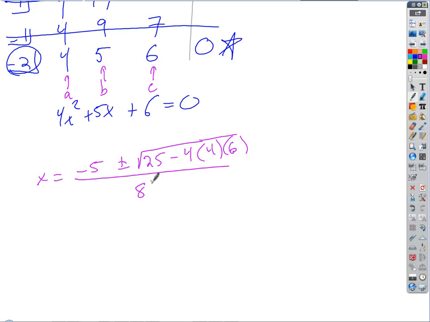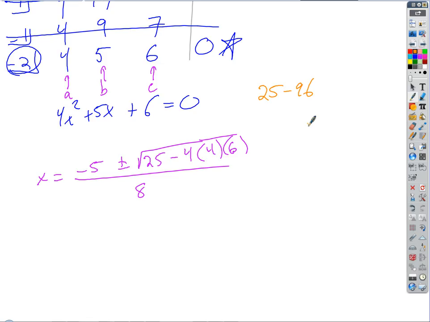So let's look inside the radical and see if we can figure out what that number is. How can I multiply those together easily? 6 times 4 is 24, times 4, and multiplying by 4 is doing what again? Doubling twice. So 24 doubled is 48, and then 48 doubled is 96. So in here we end up with 25 minus 96. What's that? How do I subtract two numbers, one big and one small?